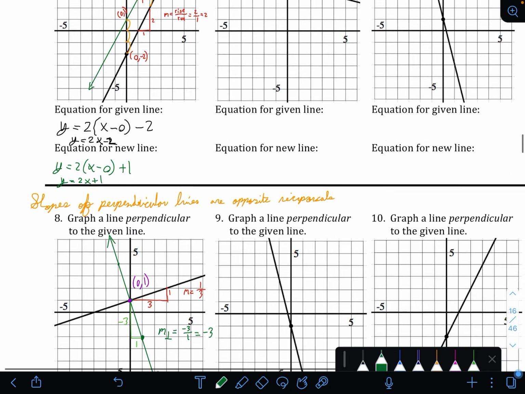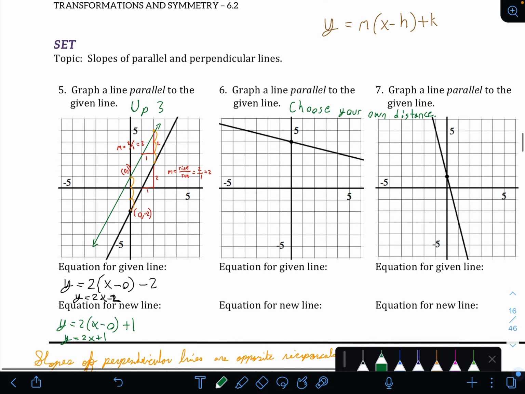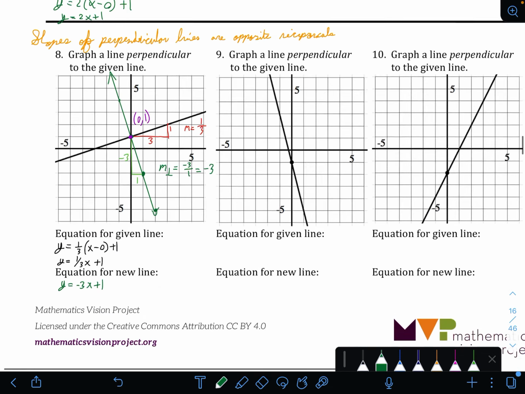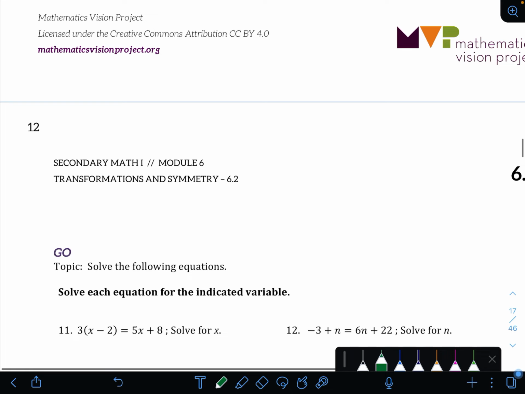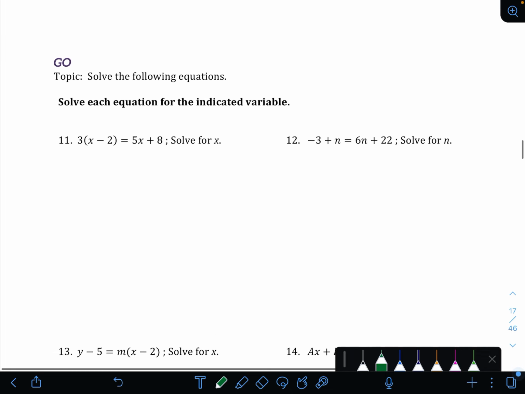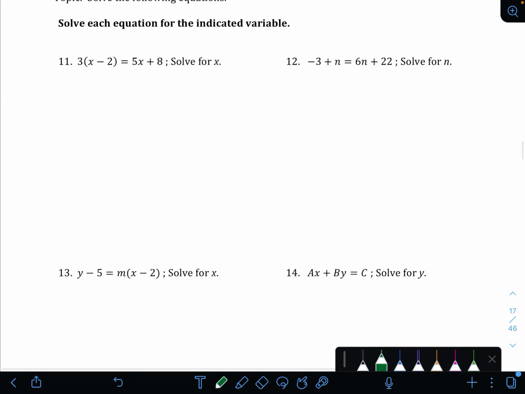All right, so this is our set homework. I want you to work on the other 2 problems yourself, and then let's go on to the go. Now, with the go problems, I'm not exactly needing you to be all that invested in them. I just want you to try things out.